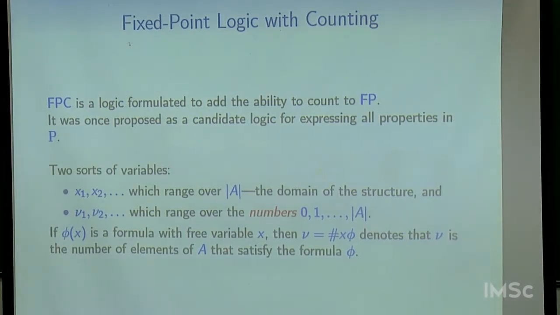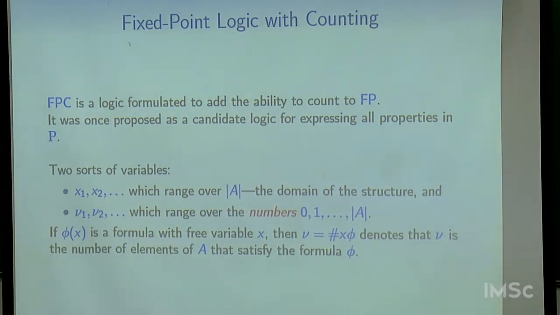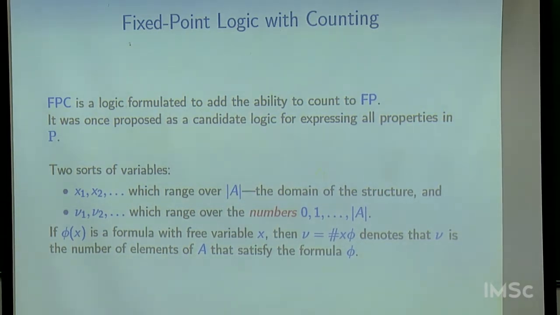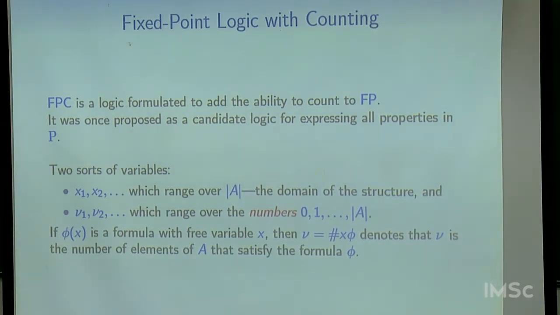I'm not going to use the formal definition. I'm never going to be writing formulas explicitly, so you don't have to worry about the syntax or semantics. The main idea is it introduces a mechanism for counting by having these separate numbers, a number domain on the side. And it's now fairly easy in this to say things like the number of vertices is even, or even the number of edges is even. It's possible to do this in the logic.